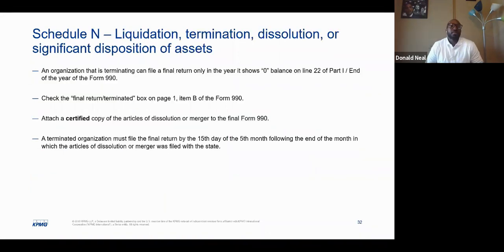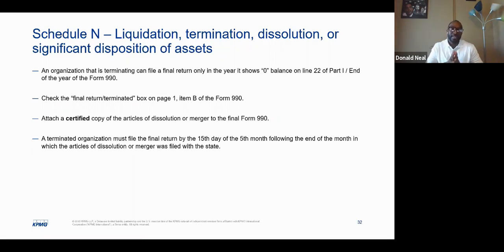Schedule N is in regards to liquidation, termination, dissolution, or significant disposition of your assets. So again, if you have an organization that is terminating, then you have to complete this Schedule N. Or maybe, and I've seen this happen with other organizations, an organization is liquidating its assets and transferring its assets over to another organization.